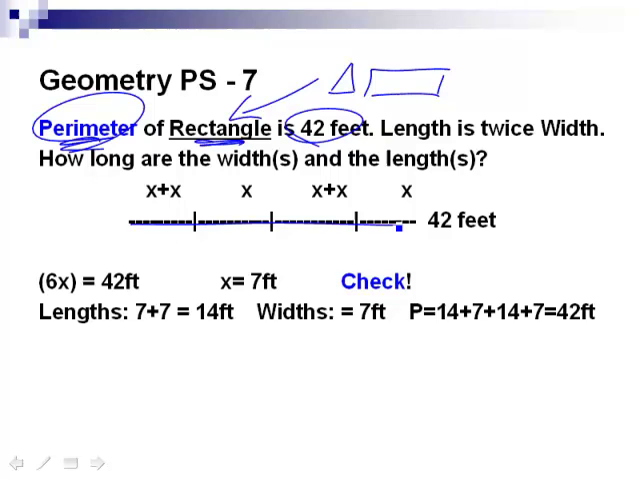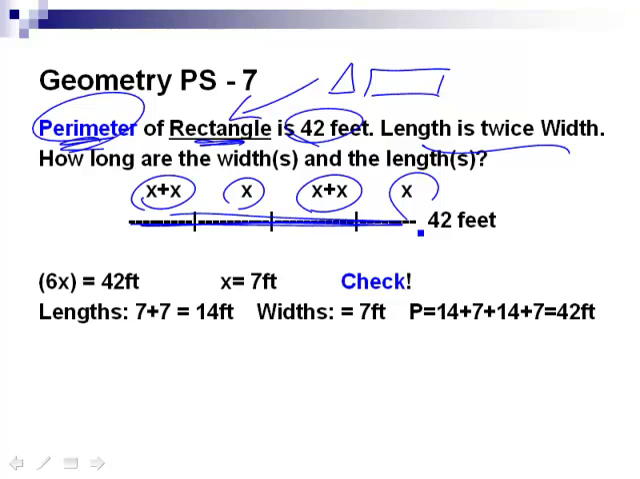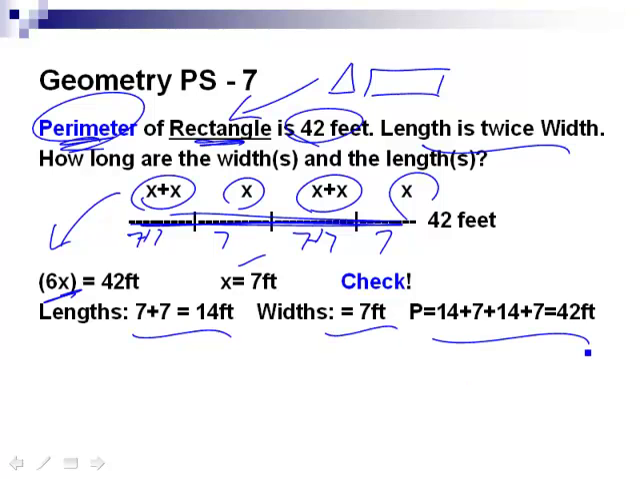Well, this problem has 4 parts, doesn't it? Okay, the length is twice the width. All right, here's the length. It's twice the width. Here's the length. It's twice the width. No big deal, right? So then I combine all those and I get 6 x's. What can I multiply times 6 and get 42? That's 7. So that means I have 7 plus 7, 7, 7 plus 7, 7, 14 for the lengths, 7 for the widths. It all adds up to be 42.